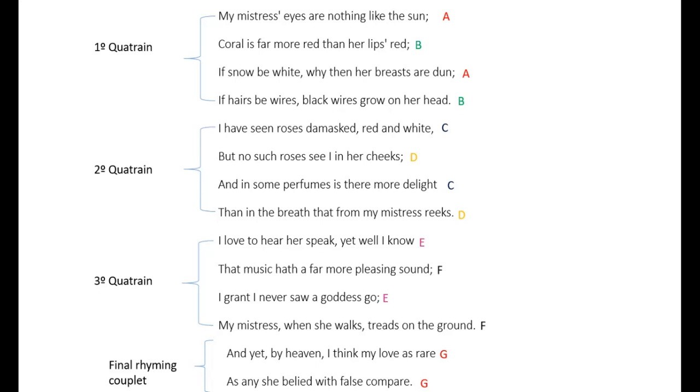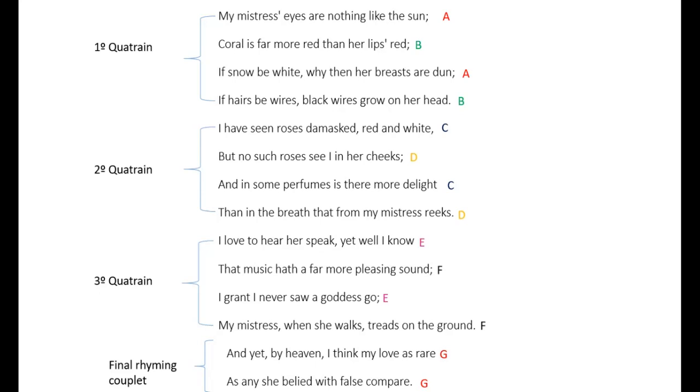Okay, and the final rhyming couplet. And yet, so in spite of everything, or of all the things that I have mentioned about her, and yet by heaven, I think my love is rare. I consider that my love is valuable. My love is like nothing else. As any she belied with false compare.